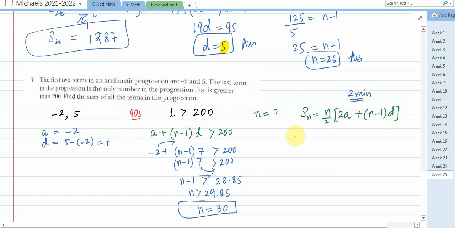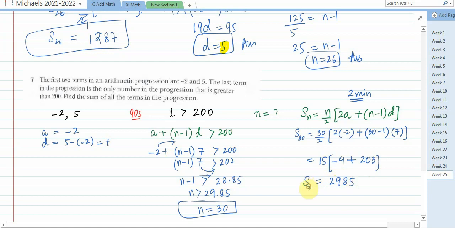Alright, we are looking for the sum of 30 terms. n is 30 divided by 2 times 2 times a, it will be 2 into minus 2, plus n is 30 minus 1 times d, d is 7. Simplify it. 30 divided by 2 is 15 times 2 into minus 2, minus 4, plus 30 minus 1, it's 29. 29 times 7 is 203. Right? 203 minus 4 times 15 gives you the value of 2985. That is your sum for 30 terms. Alright, so that is your final answer.